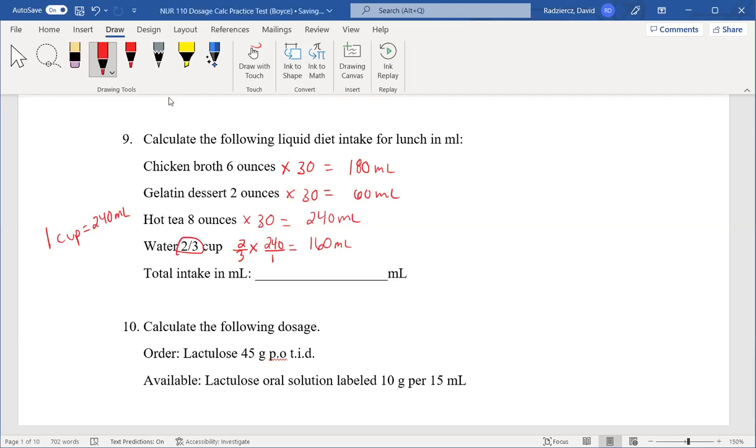You might see half. Okay. I just put that on there to make it more challenging. Then I'm just going to add these up. 160 plus 240 plus 60 plus 180 gives me 640.